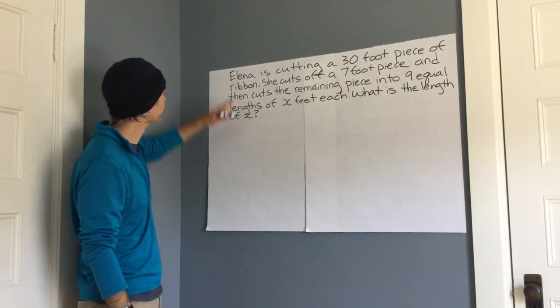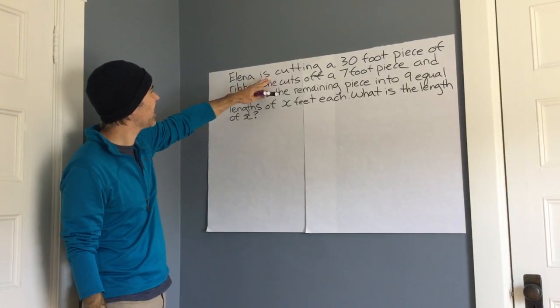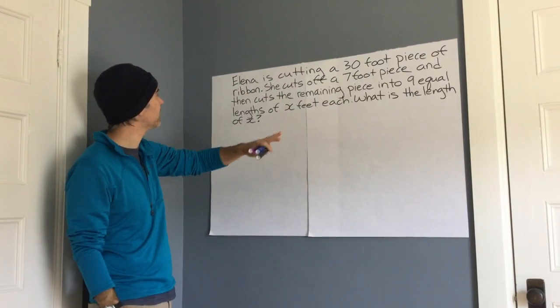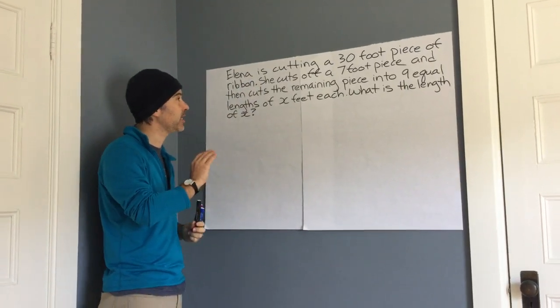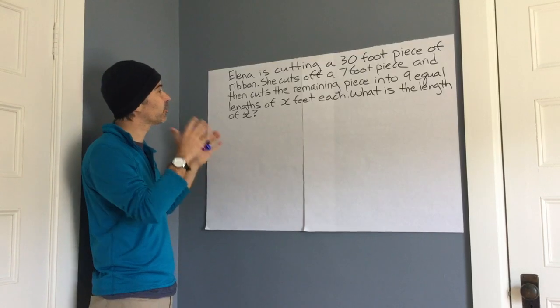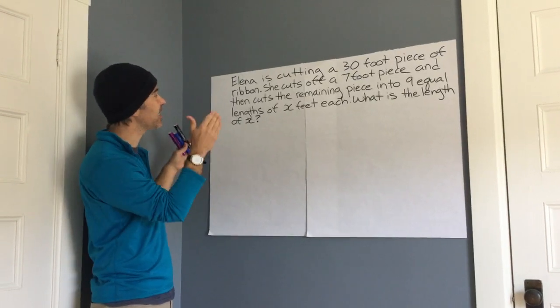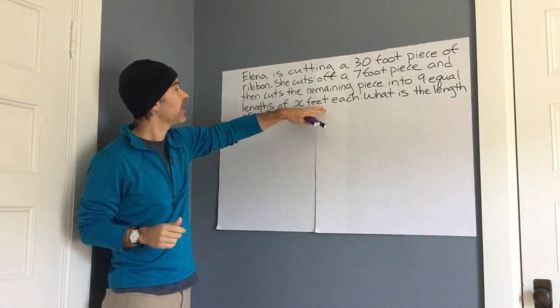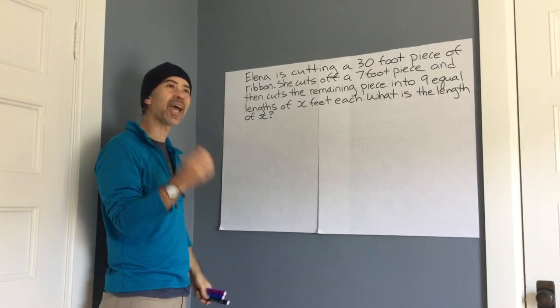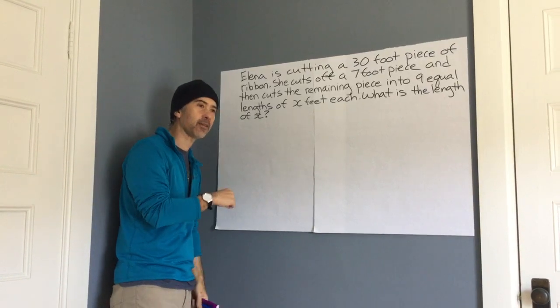We'll read the problem. Elena is cutting a 30-foot piece of ribbon. She cuts off a 7-foot piece and then cuts the remaining piece into 9 equal lengths of X feet each. What is the length of X?